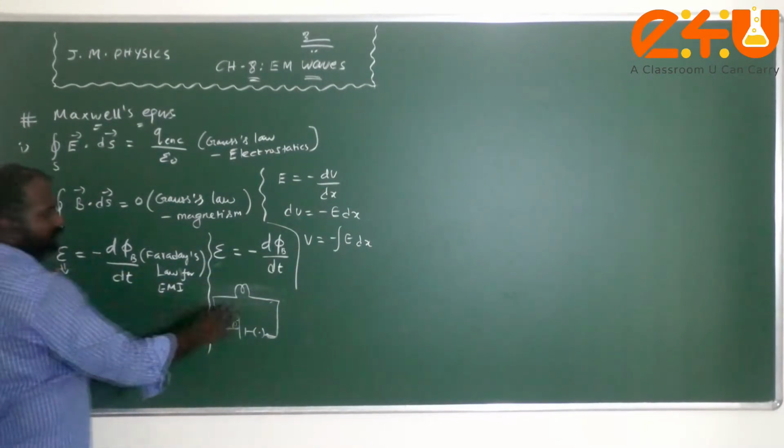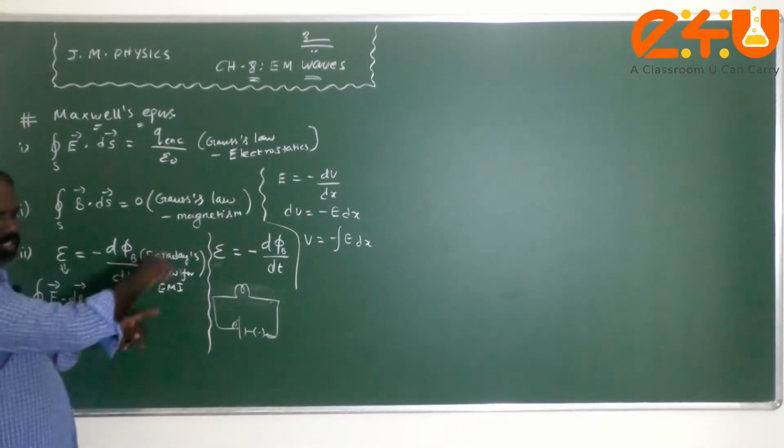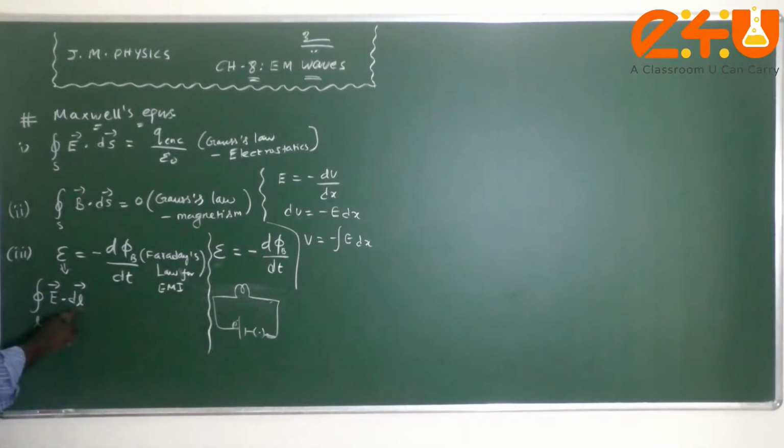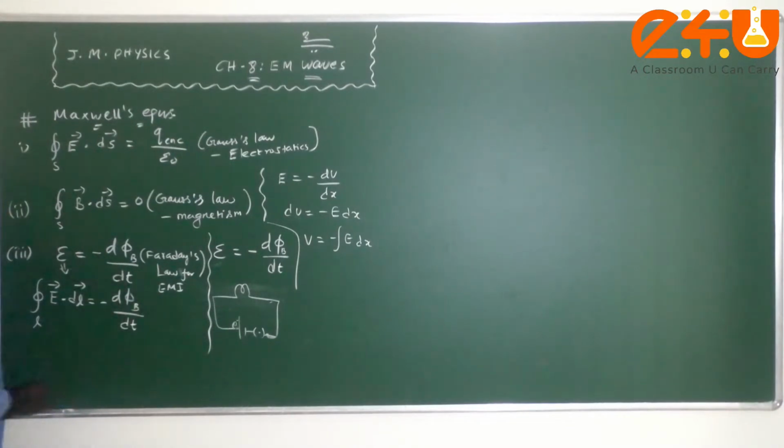This EMF can be written as the line integral of E dx. Therefore, this EMF can be written as the line integral of the E vector dot dl vector. That means since it is a line path integral, E dot dl vector is equal to minus dφ_B by dt. This is Faraday's equation or law, which is written as Maxwell's third equation.